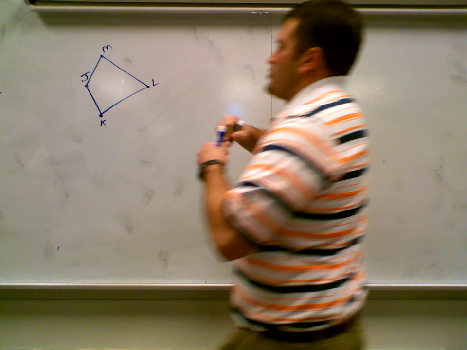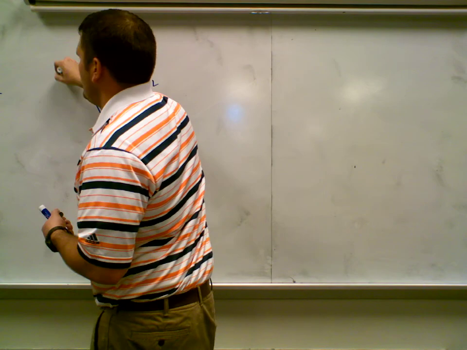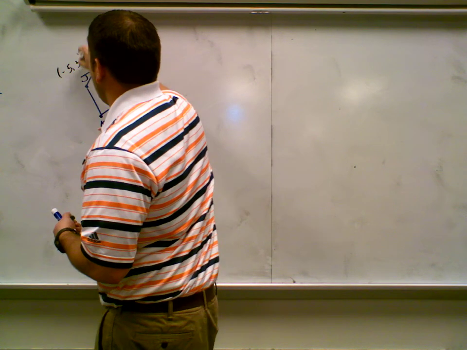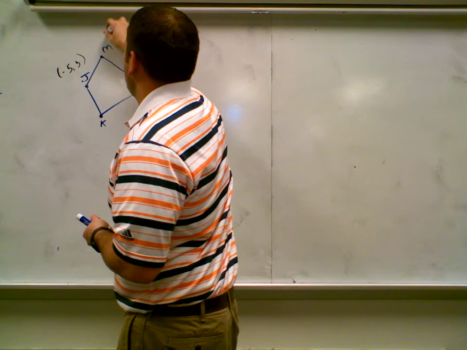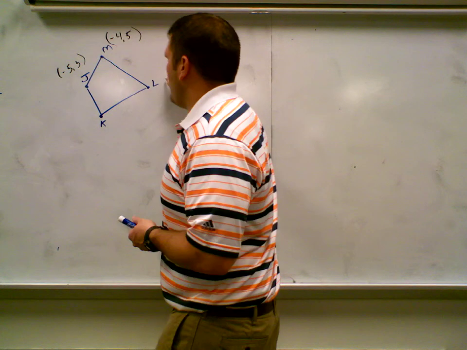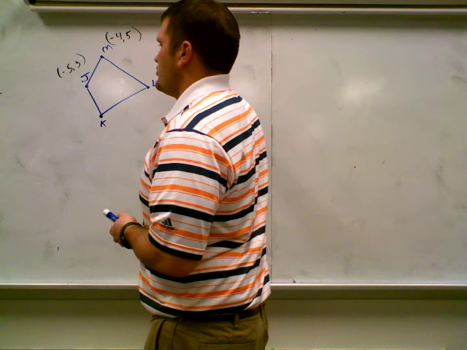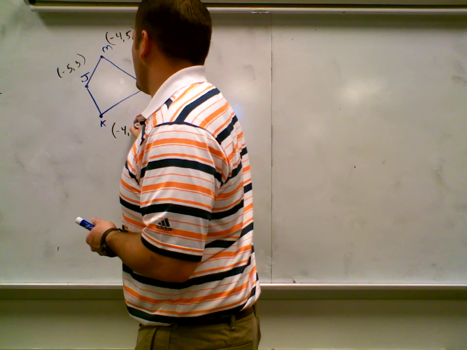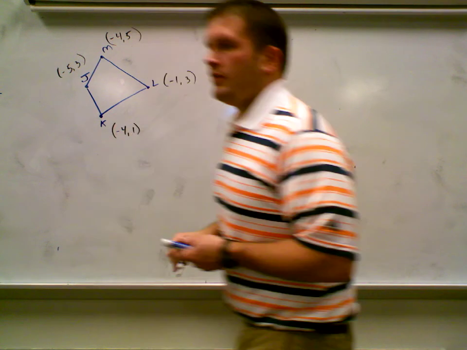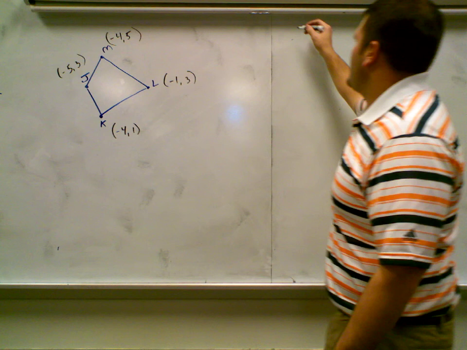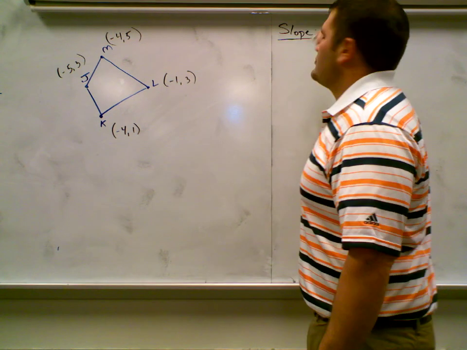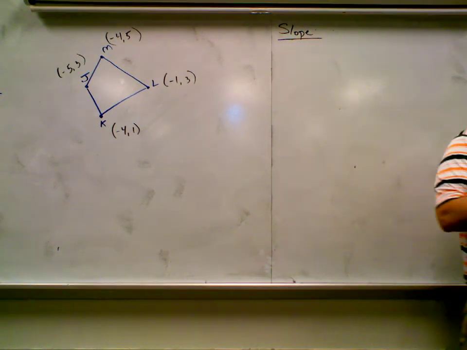So remember J was what again? Sure wrote this down earlier. J is -5, 3, right? M was -4, 5. L was -1, 3. And K was -4, 1. You guys want to do slope or distance first? Slope? Okay, I'll do slope first. Why slope? Simpler? Okay, start with the easier one.